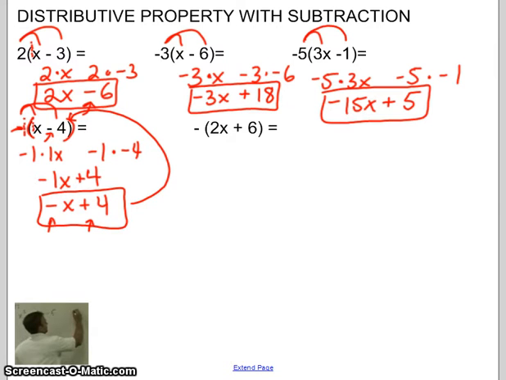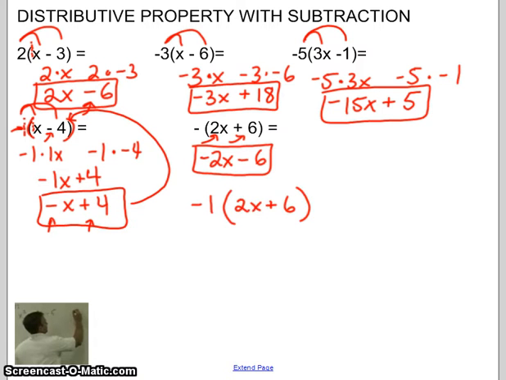Okay, using that method, look at the next problem. Negative 2x plus 6. Well, the 2x is positive, it's going to become negative. And then the 6 is positive, it's going to become negative as well. And that will be your answer. Alright, let's look at it in terms of distributing. Negative 1 times 2x is negative 2x. Negative 1 times 6 is negative 6.